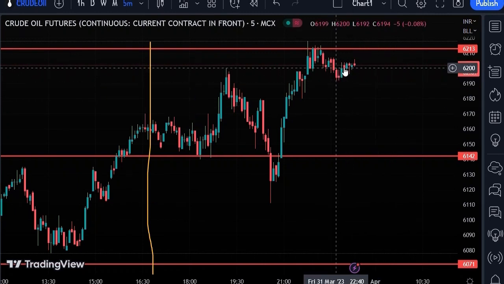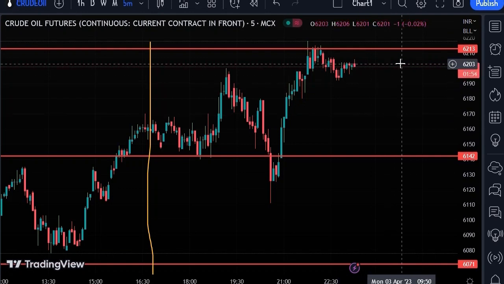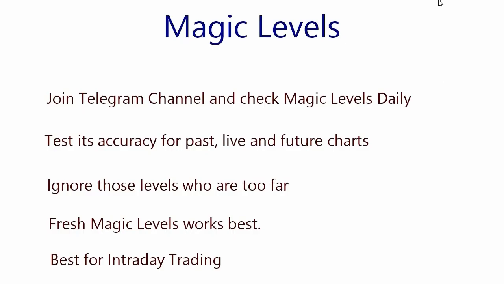Now we will talk about important points on how to use magic levels. First, you have to join the Telegram channel named Trading X-Ray and check magic levels daily. Test its accuracy for past, live and future charts. When you check magic levels daily, you can get the idea of the accuracy of those magic levels, and you also have to test the accuracy of those magic levels in the past, live and future charts.